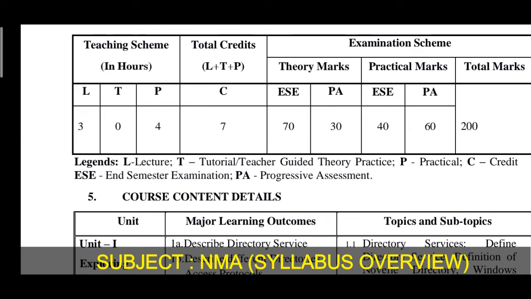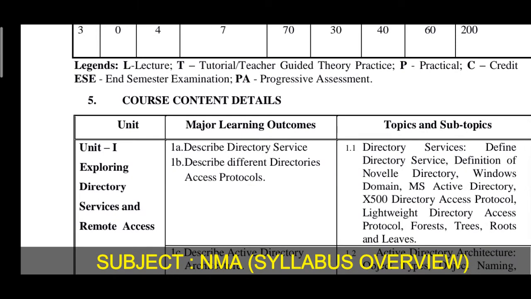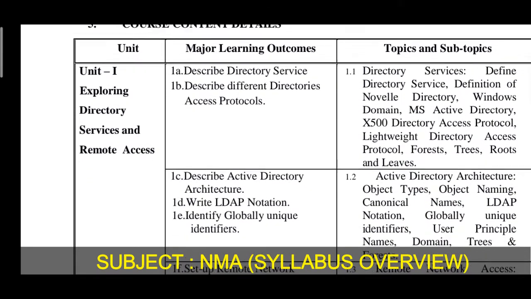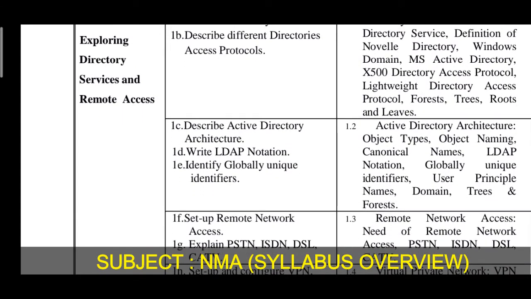Here the course content detail is our total units, their major learning outcomes and subtopics. First of all, unit number 1, exploring directory services and remote access. What are directory services and how to access remote services? The major learning outcomes of unit 1 are: describe directory services, describe different directory access protocols, then describe active directory architecture, and write LDAP notation. LDAP notation is very important for directory architecture as well as directory services.